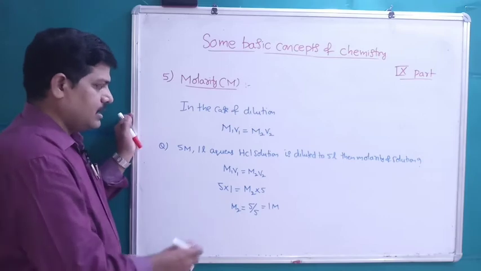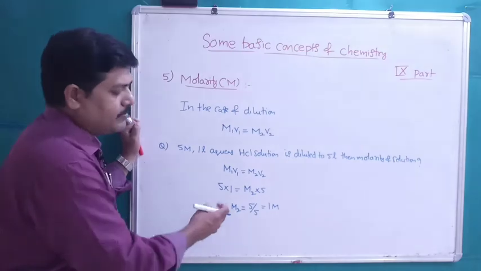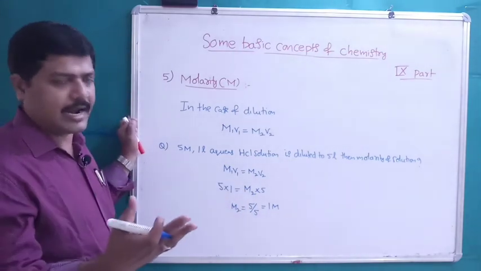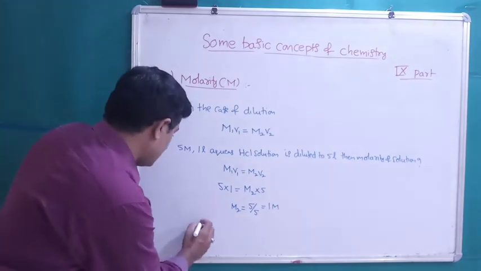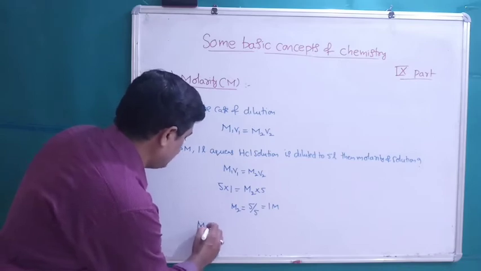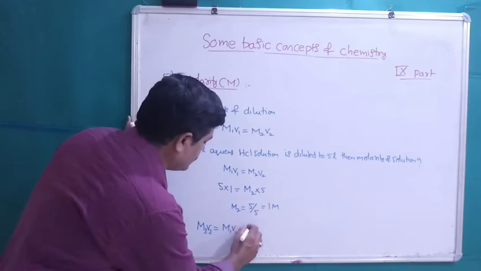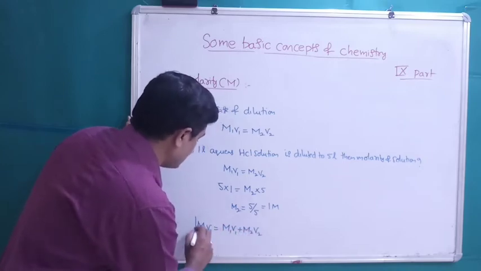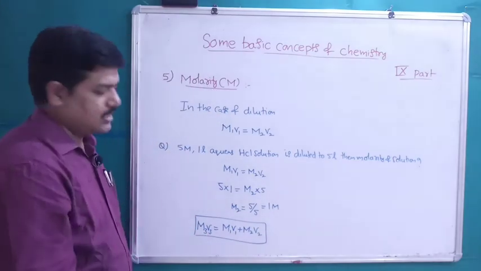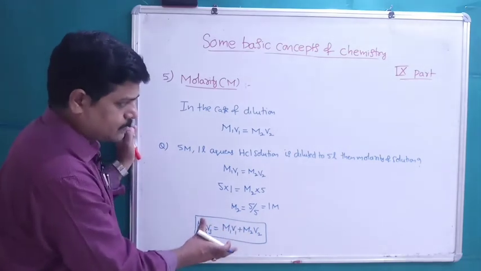Similarly, students, if you are adding two different solutions of the same type, like NaOH and KOH, then for the molarity of the resultant solution we can use this formula: M3V3 is equal to M1V1 plus M2V2. For substances of the same nature, both bases or both acids, we can use this formula for the dilution case, right?